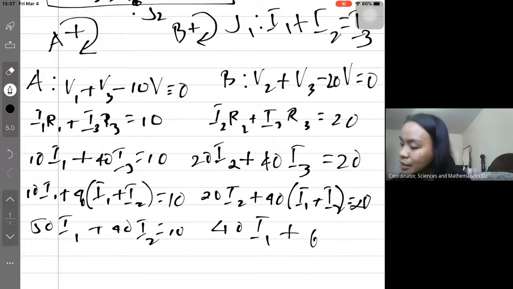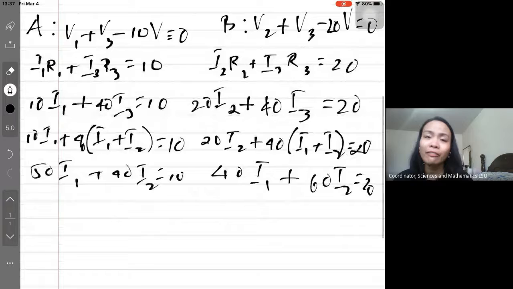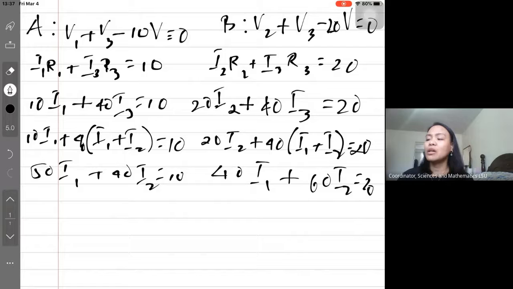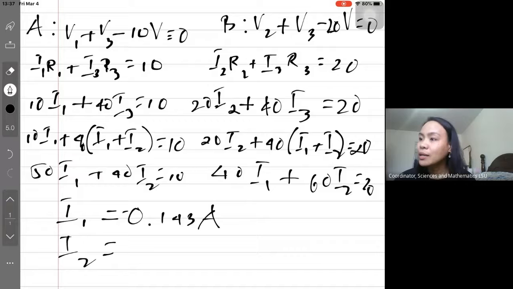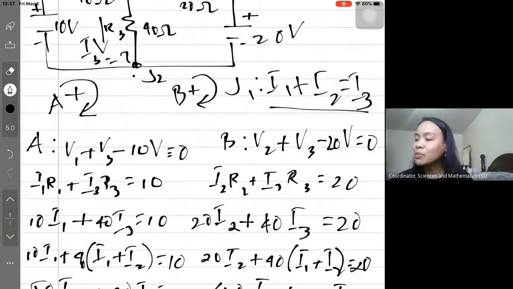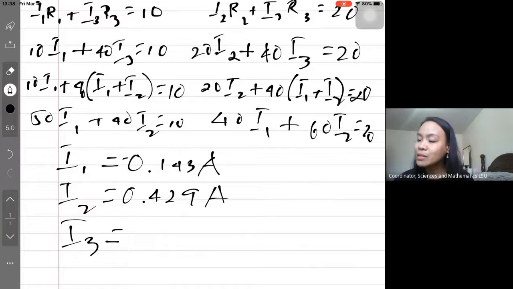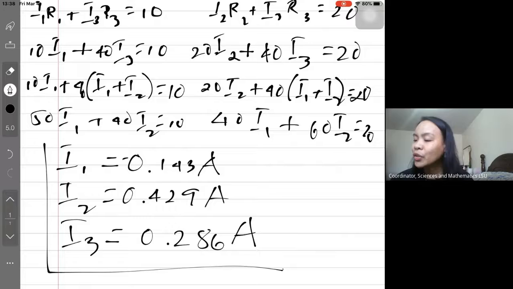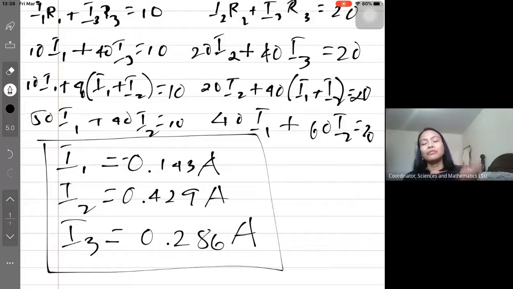So I don't need to show everything to you guys. Okay, just do your math. You have two equations. You have two unknowns. I know you know how to solve this. And we get our I1 to be negative 0.143 amperes. Our I2 is 0.429 amperes. And since you got I1 and I2, just substitute here in this formula from the junction rule, you get I3 to be 0.286 amperes.